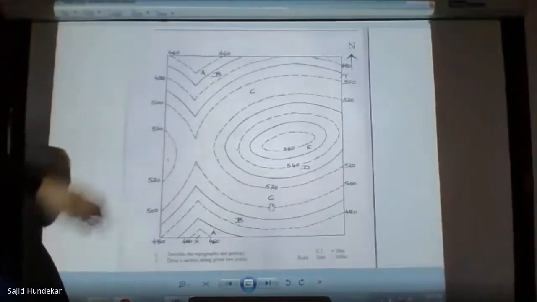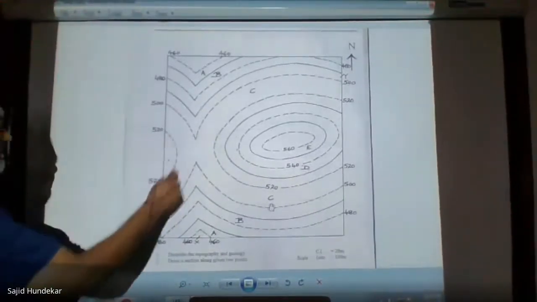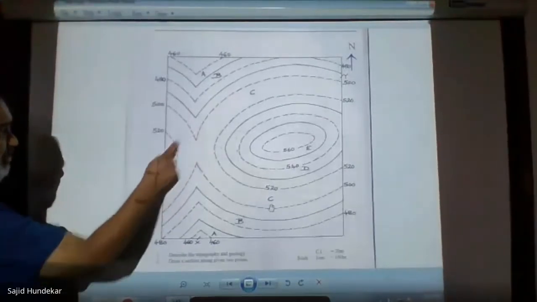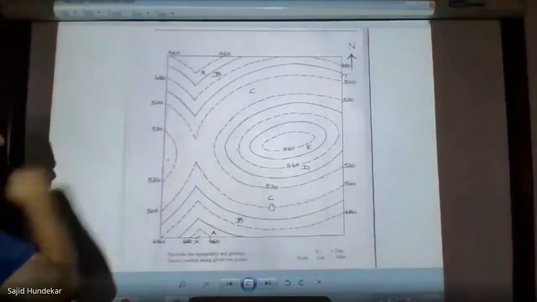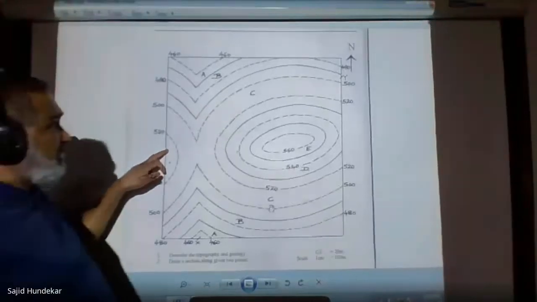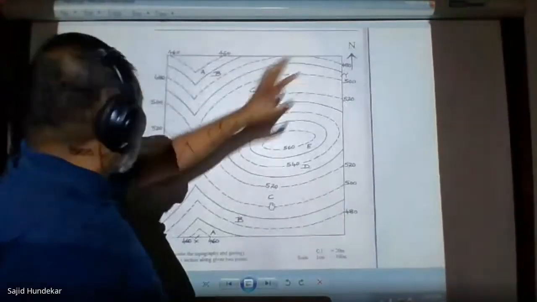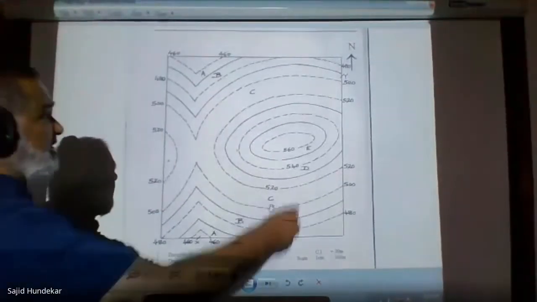Now there is a portion of high ground. You can see the values increase, 500, 560. Towards the common point, the values go on increasing. So a portion of high ground is here, only one portion of high ground, and here we have the elliptical hill.